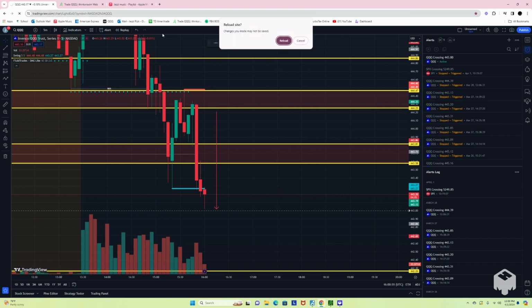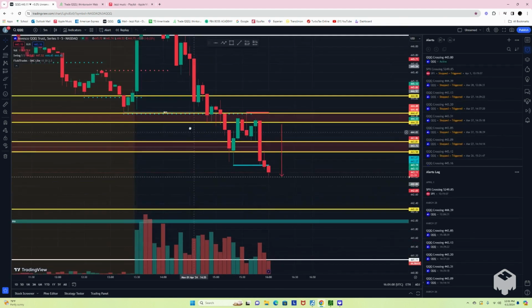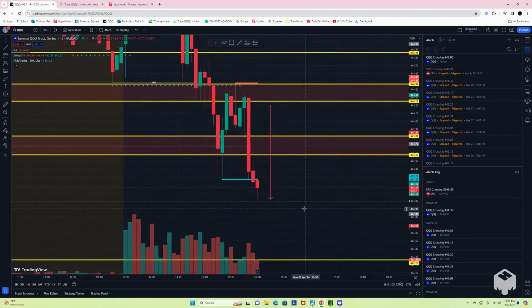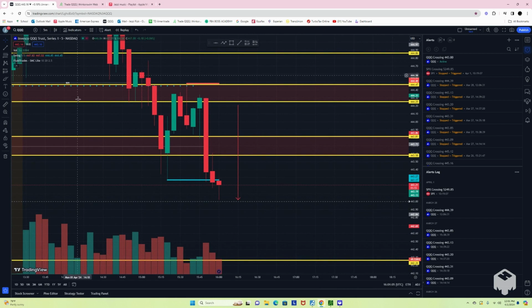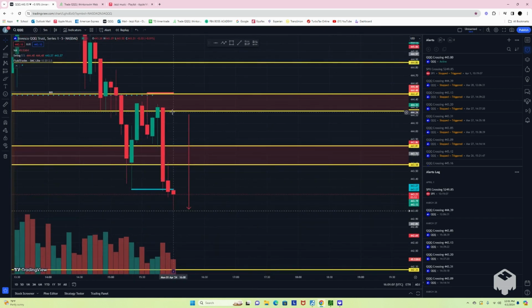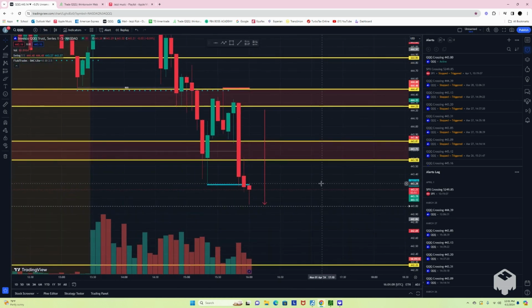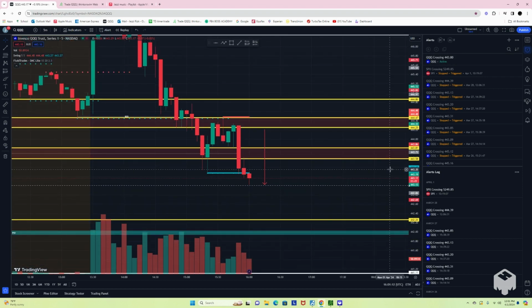And as you can see, tradingview.com, refresh, yes, I'm going to reload the site. Live stock market. This is not fake. This is 100% real. And that is how I trade. I trade using support and resistance and key levels.